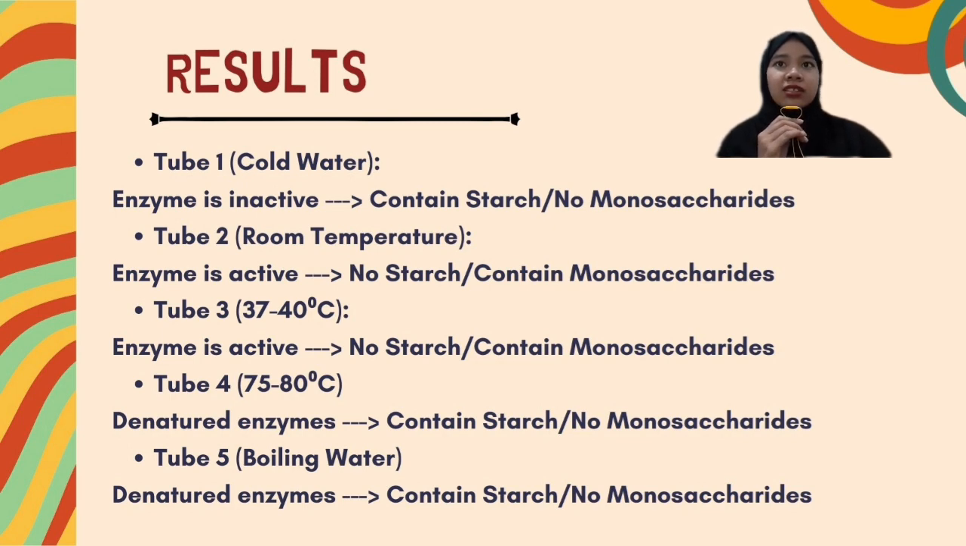That means it still contains starch, because the starch is not broken down into monosaccharides. And for tube 2, the enzyme is active. That means the starch is broken down into monosaccharides, and the same for tube 3. And for tubes 4 and 5, the enzymes are denatured. That means the starch is not broken down into monosaccharides, so the starch is still there.